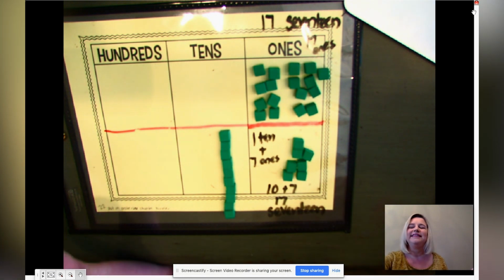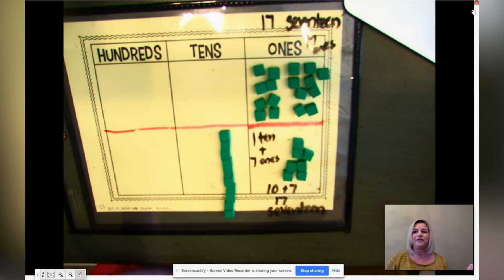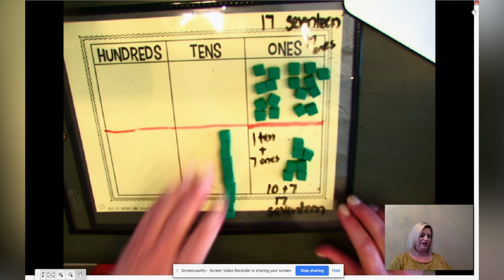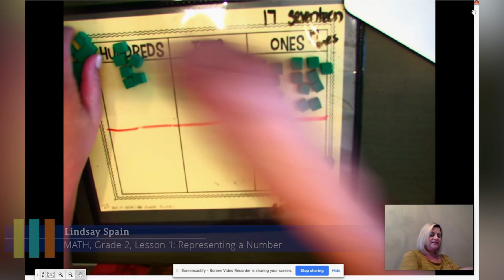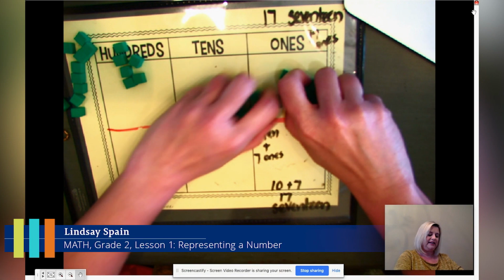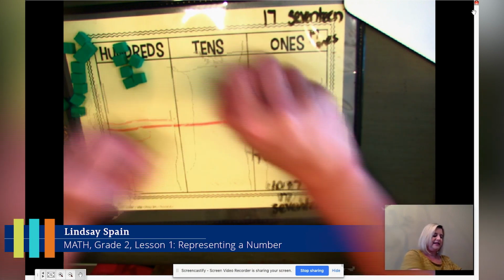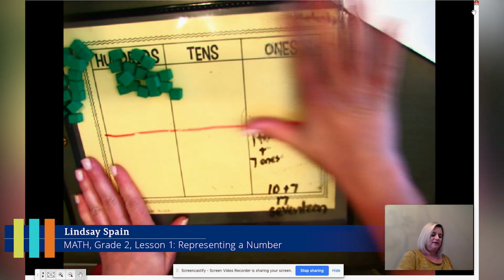Now, let's do another one together. You have read 15 books this year. 15, way to go. Let's represent 15 with our base 10 blocks first.